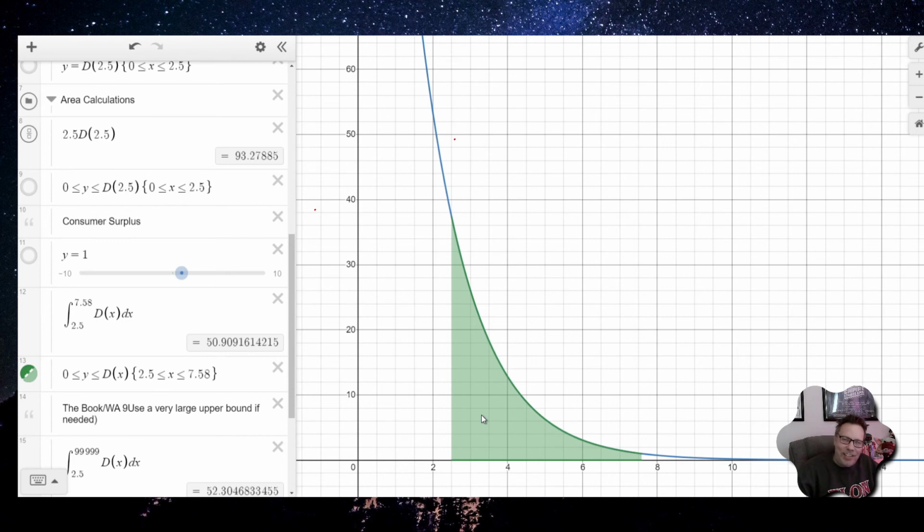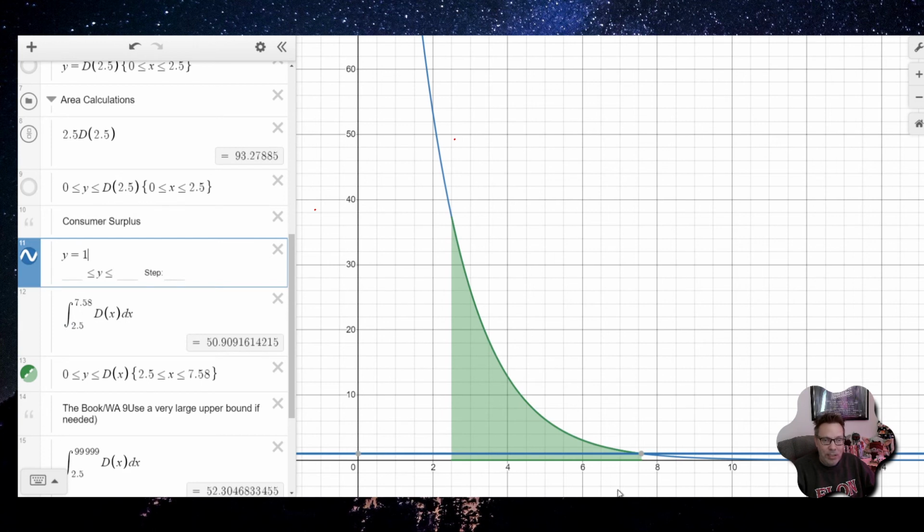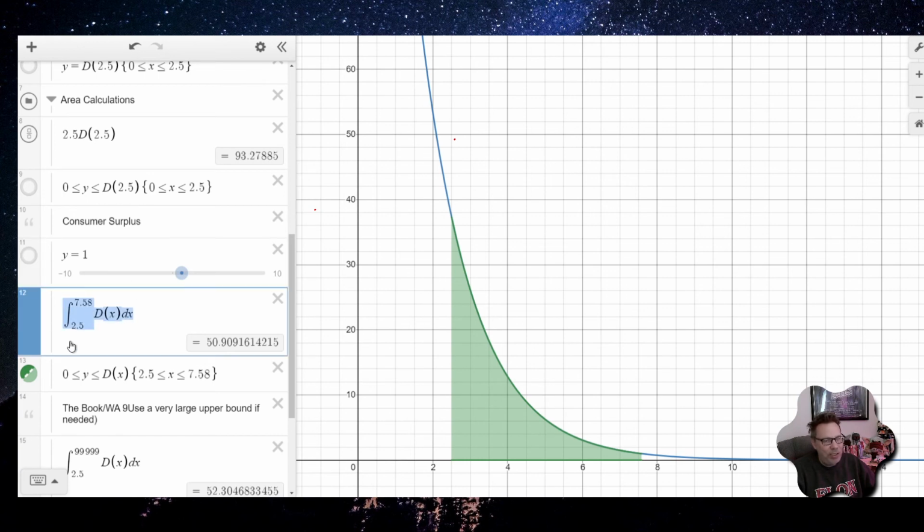This region, the area function, it's not a rectangle, it's not a triangle, it's a little bit more difficult. So what we do here is we take an integral, and my integral starts at 2.5 and it goes to 7.58. That was the value that we found when we looked at that intersection. So I'm just hiding that right now. So this expression right here gets me the area of this green region.